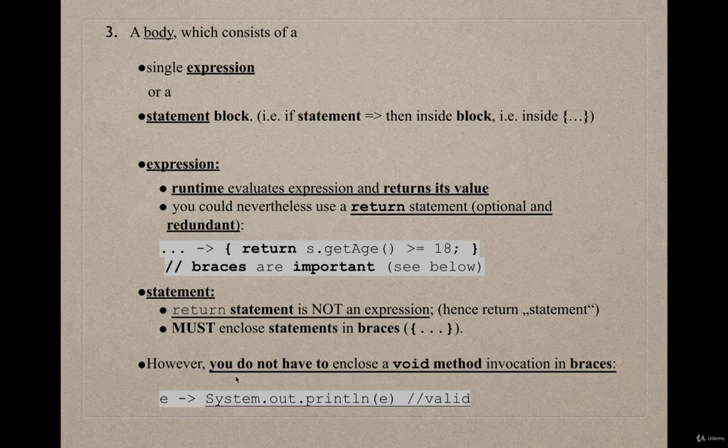However, there is an exception. If you have a void method, that means a method that doesn't return anything, then you don't have to enclose the body in braces. So you could just write e, then the arrow, System.out.println(e), which is a valid lambda expression, an anonymous function, anonymous method. And since println doesn't return anything, we don't have to enclose the method in braces.